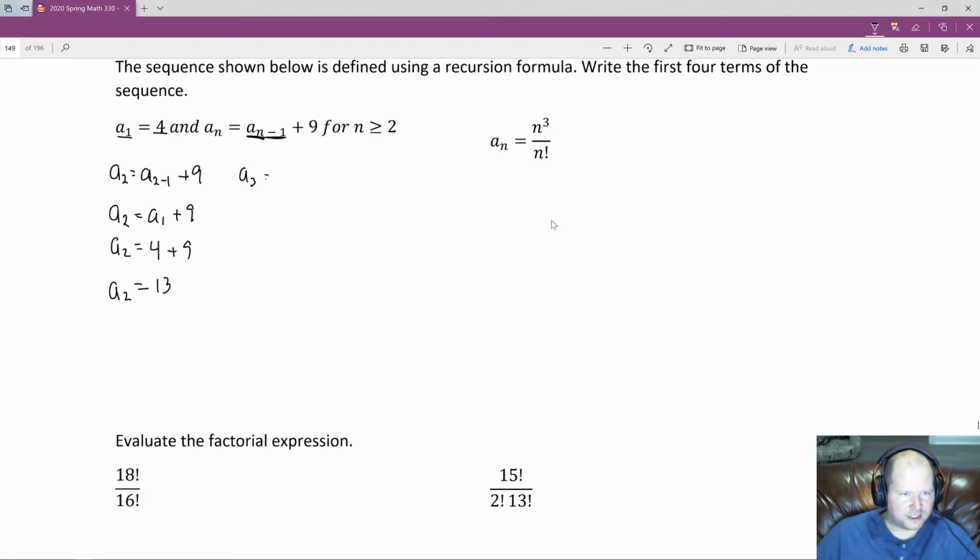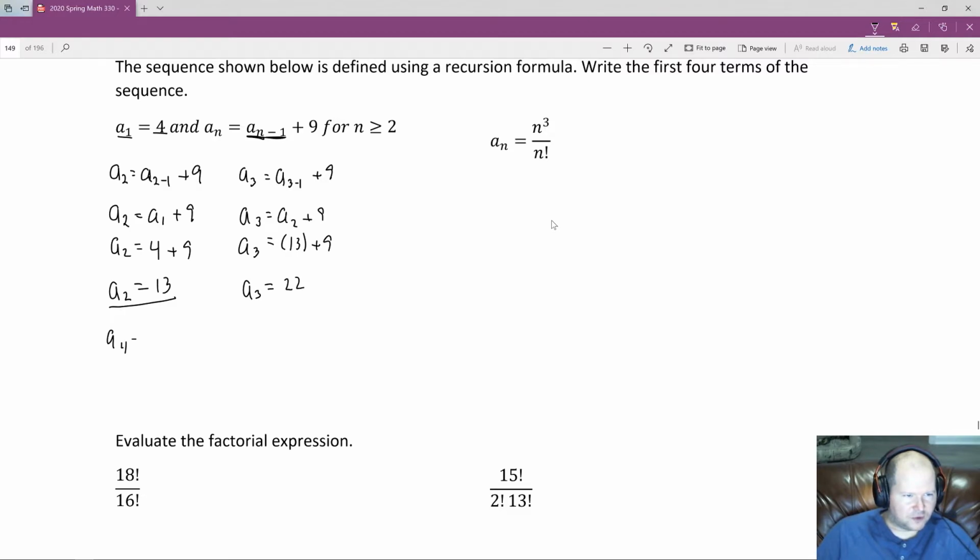Now we're looking for A3. And that's going to give me 3 minus 1 plus 9. All right, so we say the third one of the sequence is going to be 3 minus 1, which is the second one, plus 9. Well, that right there is 13, right? The second A in the sequence is going to be 13. So we're just going to replace it or substitute in a 13. And that's plus 9. 13 plus 9 is 22. Okay, then we move on to the next one.